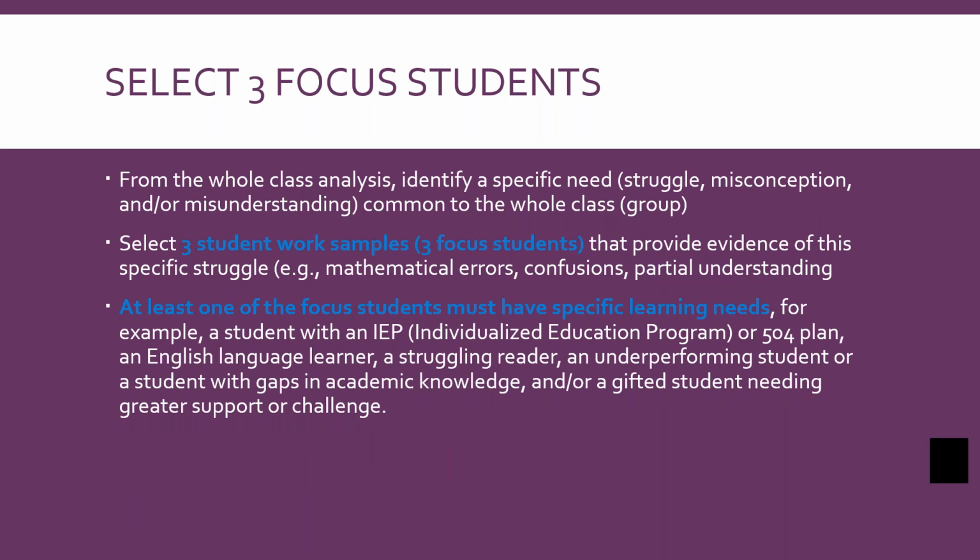Now, at least one of the students out of your 3 focus students must have a specific learning need. So that could be a student with an IEP plan or 504 plan. It could be an English language learner, a struggling reader, or an underperforming student, or a student with gaps in academic knowledge, or a gifted student needing greater support or challenge.